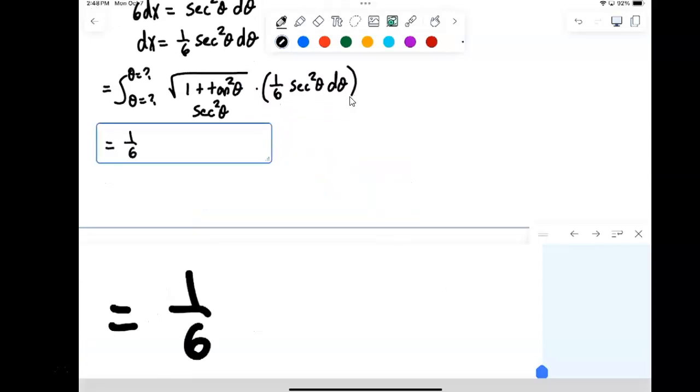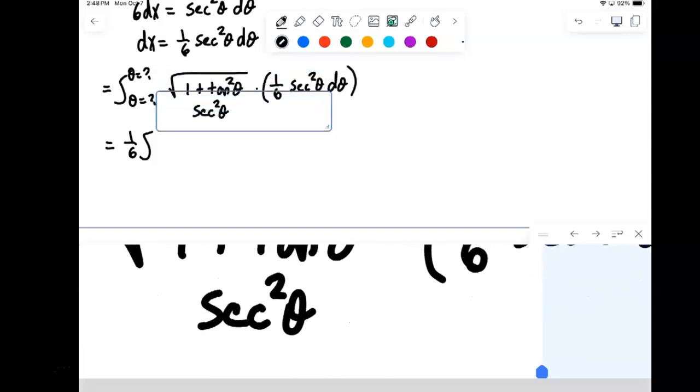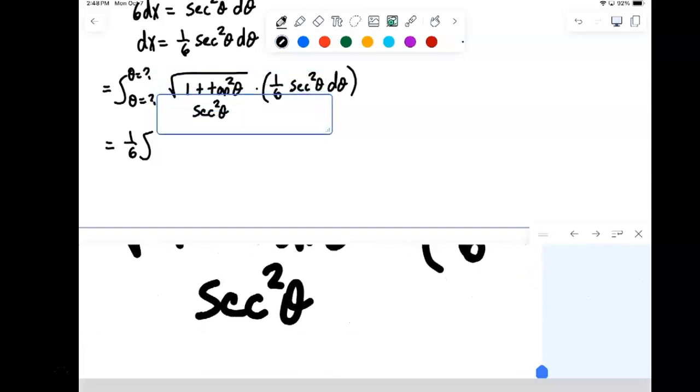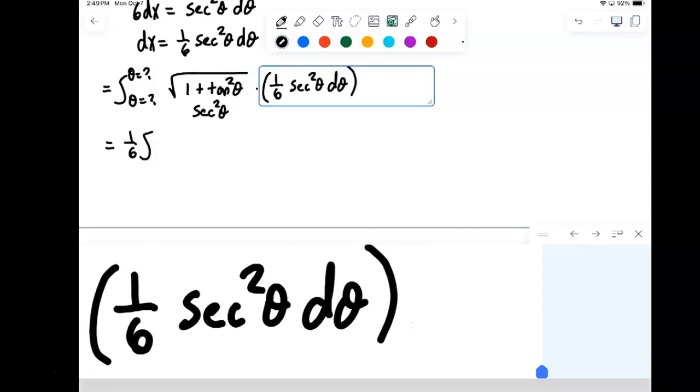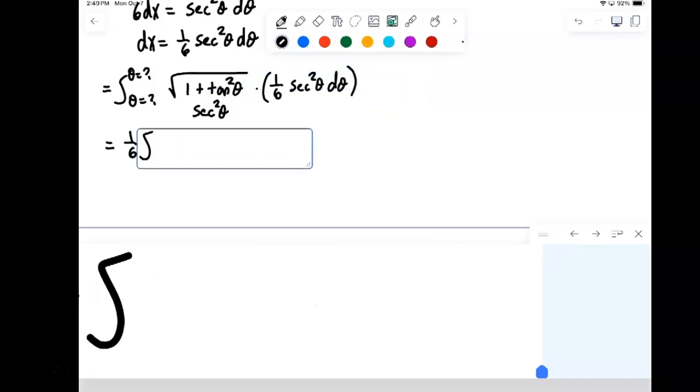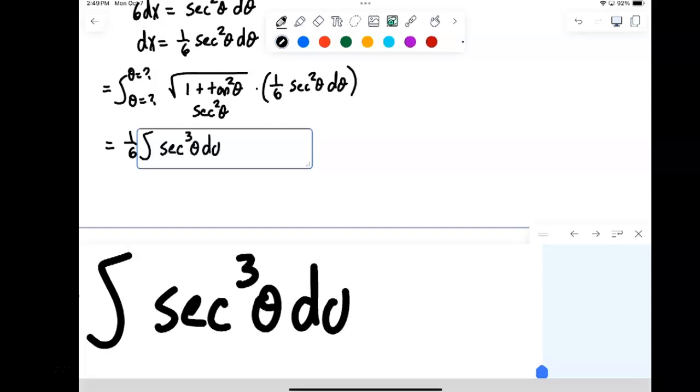And so we keep working this out. That's going to be 1/6. And again, I'm going to stop worrying about limits of integration for a little bit. I'm going to have the square root of secant squared, which will be secant, and then that's going to be times secant squared. So I'm actually going to have the integral of secant cubed theta d theta. And this is where your reduction formula once again becomes very, very nice.